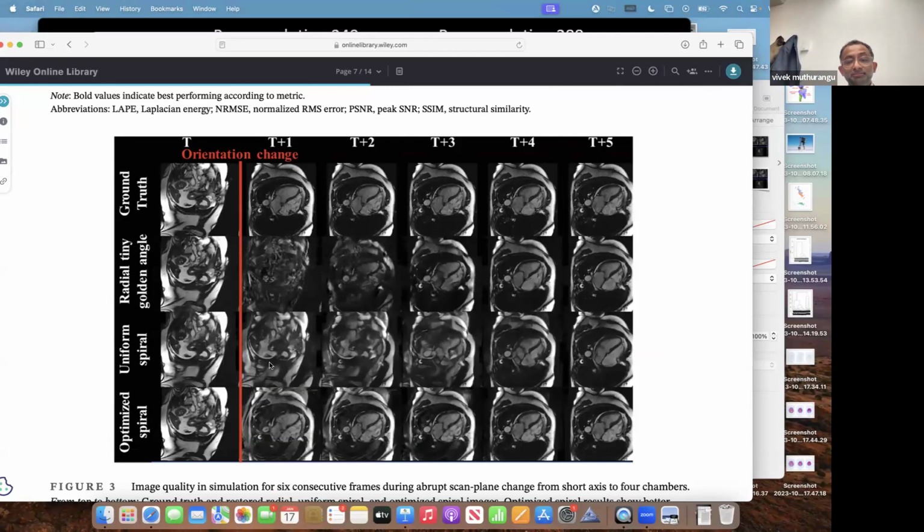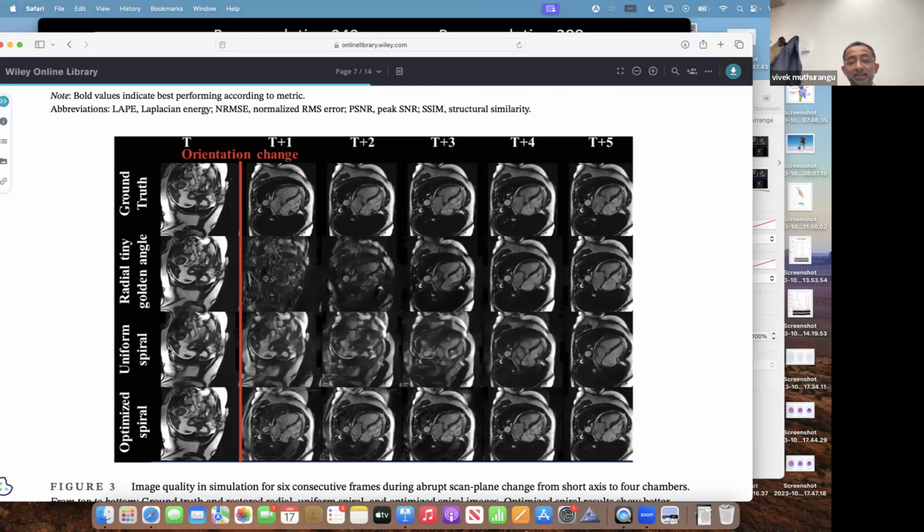Uniform spiral, short axis when it should be a 4-chamber, short axis when it should be a 4-chamber, something in between. So that's even worse, actually, because you're not actually seeing the right anatomy. Optimized spiral, short axis, 4-chamber, not a perfect 4-chamber, but by the second frame in, we're getting really good image quality. So this shows the power of optimizing your trajectory with a good network architecture.